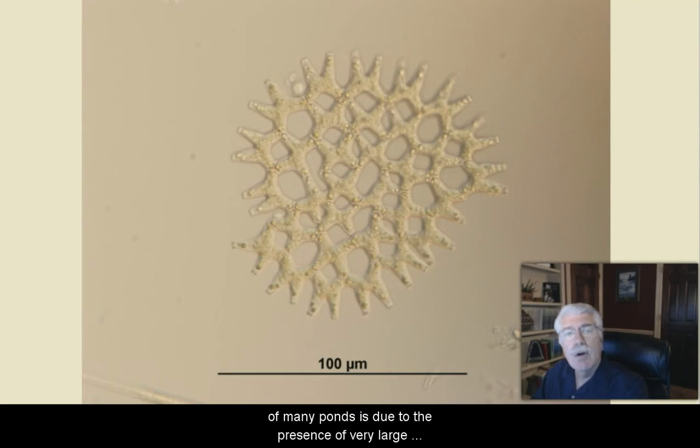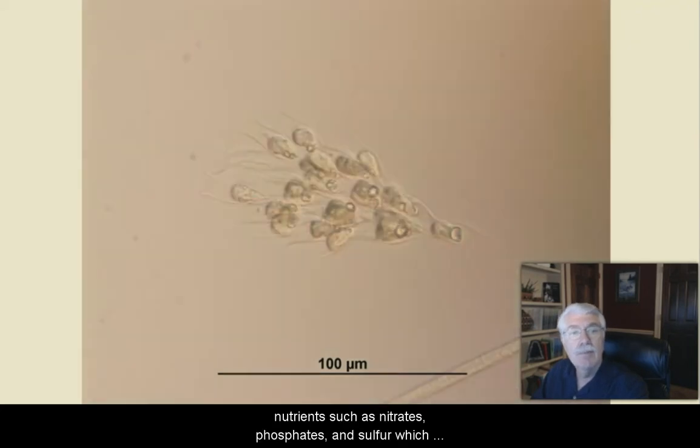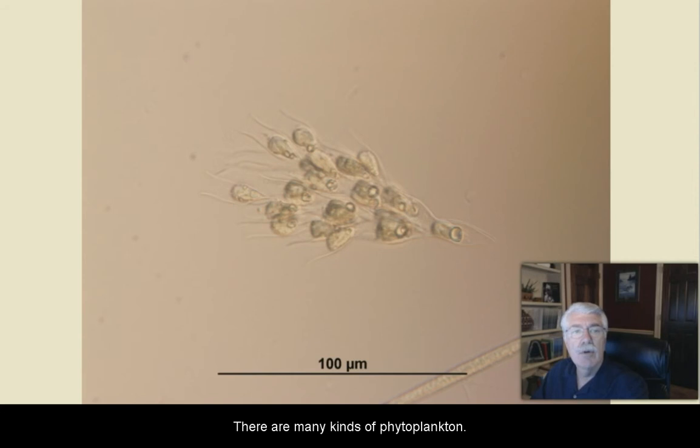In fact, the dark green color of many ponds is due to the presence of very large numbers of tiny algae. Phytoplankton contain chlorophyll and require sunlight to live and grow. Many phytoplankton species are buoyant and remain near the water's surface during the day, where sunlight penetrates the water. Phytoplankton also require nutrients such as nitrates, phosphates, and sulfur, which they convert into proteins, fats, and carbohydrates.